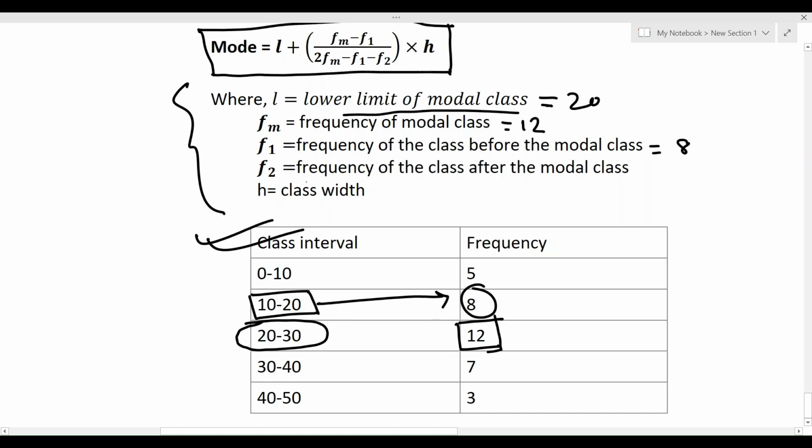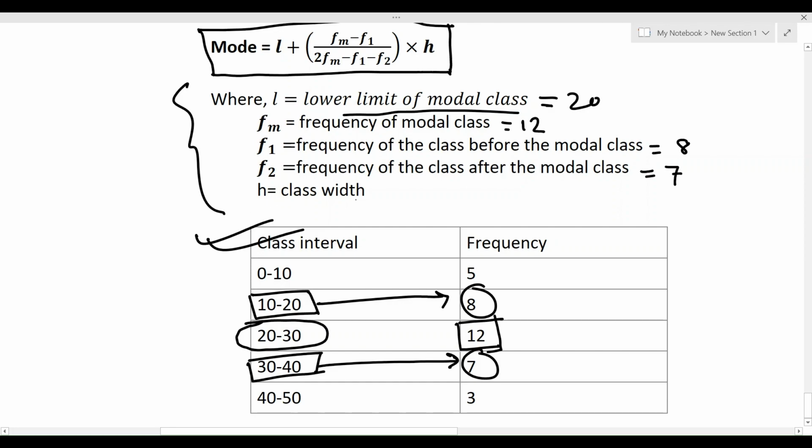Next is F2. Similarly, F2 is the frequency of the class after the modal class. Here also we have to consider the class which is just after the modal class. Here it is 30 to 40 and the frequency of this class is 7. So F2 is 7. And H.